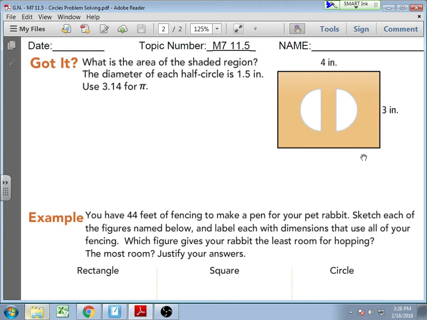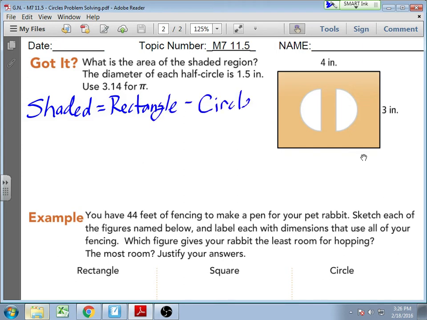So I want you to write down right now on your paper: shaded will be rectangle minus circle. Because that's really what I have. I have a rectangle with the circle taken away from it. So we need to start by finding the rectangle, then find the circle, and then do the subtraction.